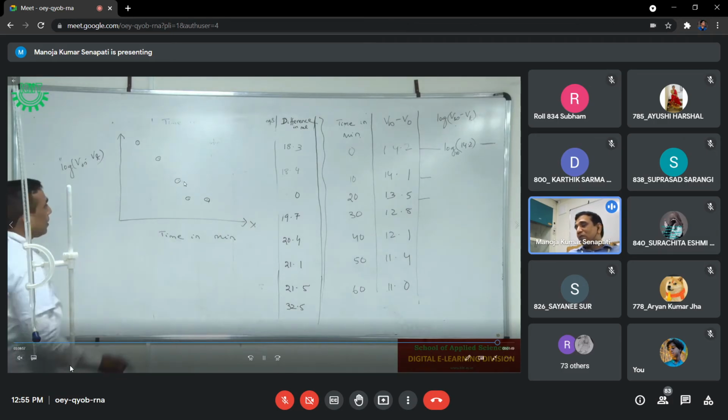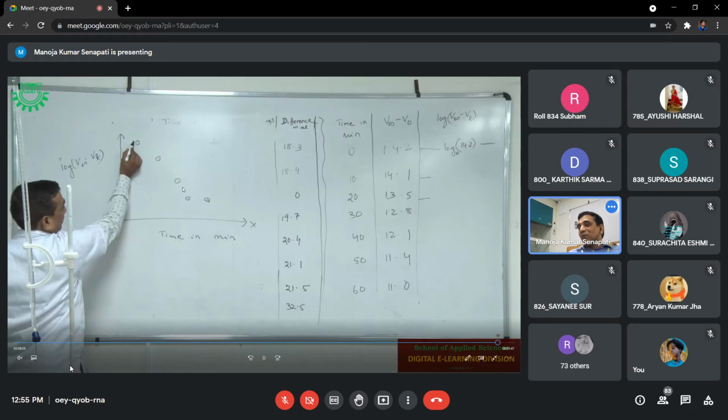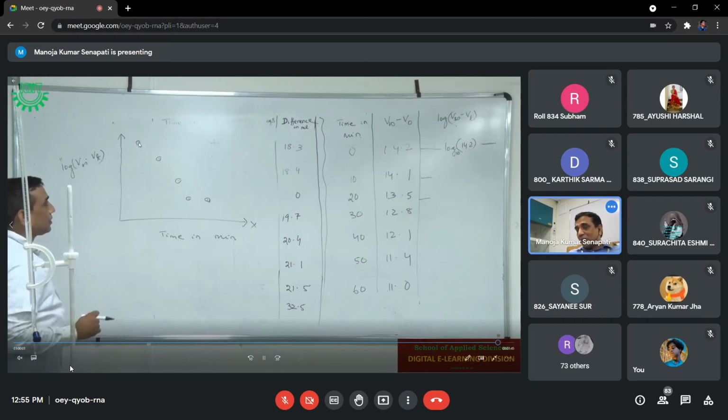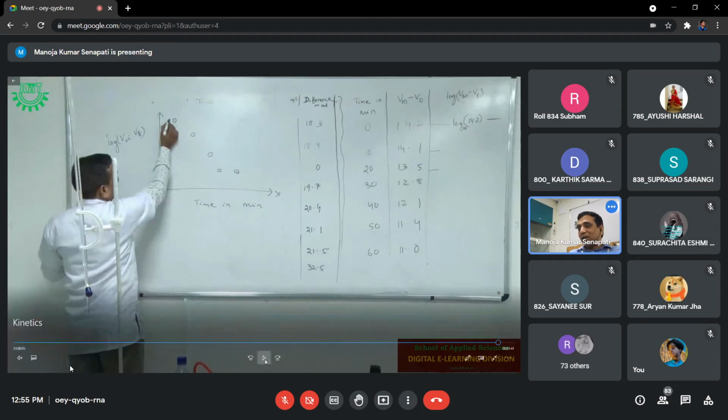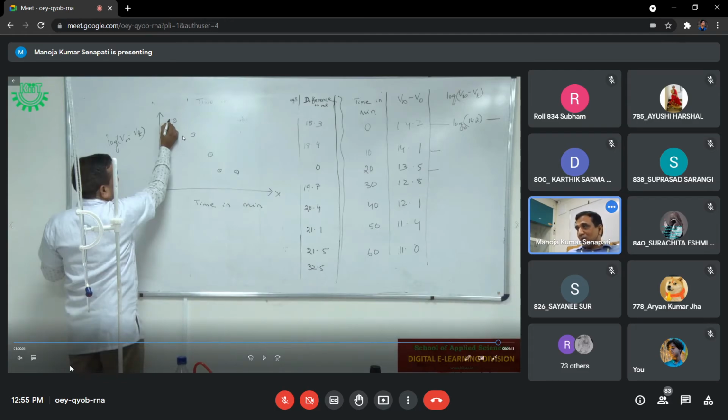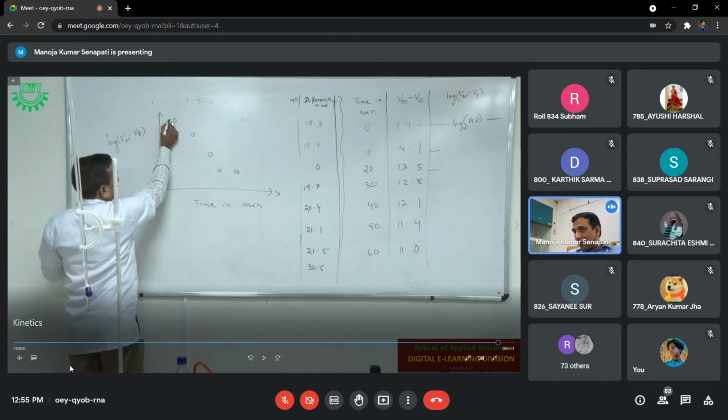Your points may not be on the same straight line, but whatever may be, you have to draw a best fitted line. Can you understand what is the meaning of best fitted line? You have to draw the line in such a manner that if some points are on the right side of the line, some points must be on the left side of the line. That means you have to draw an average line considering all the points. You see?